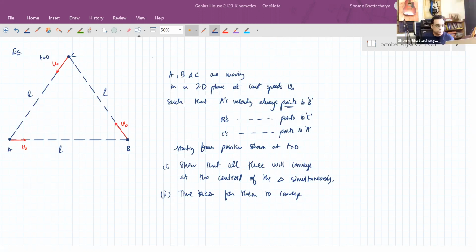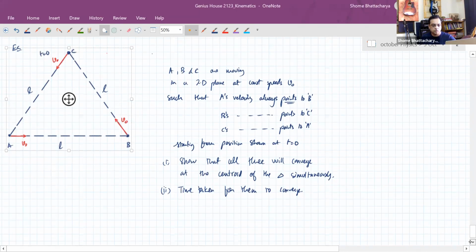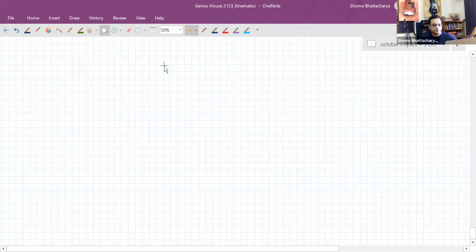Okay, people. So I'm just going to get started with the geometrical understanding. If you've already done that, then just continue working on it.